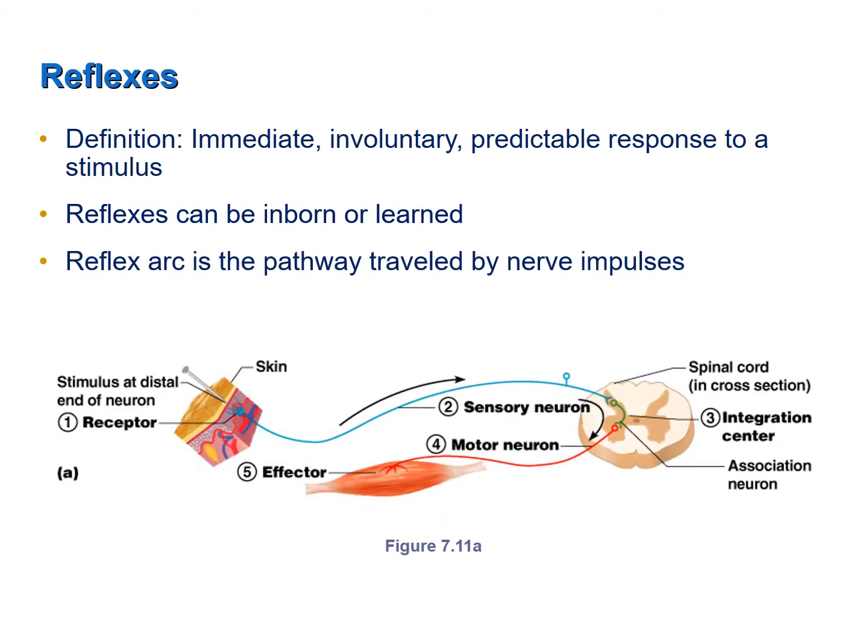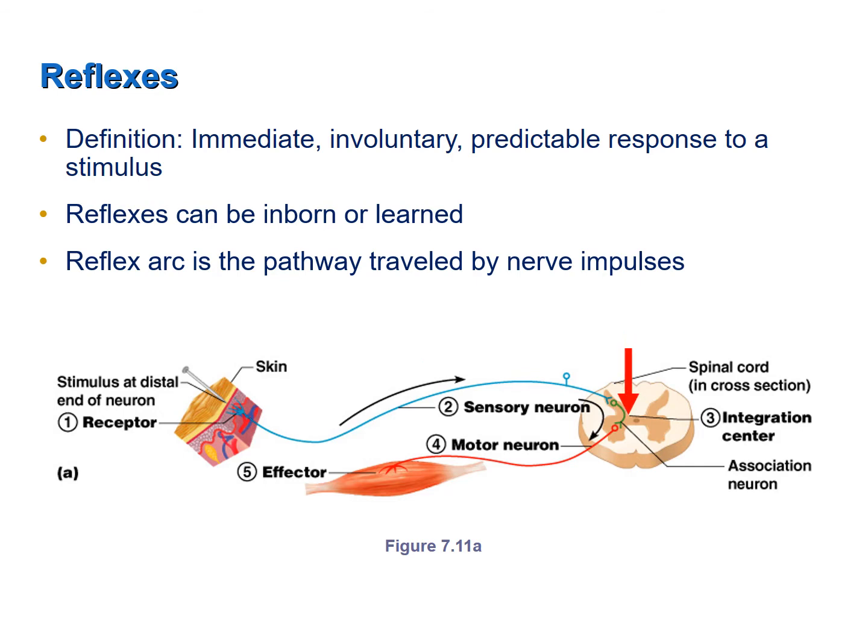A reflex arc is the pathway that's traveled by nerve impulses involved in producing a reflex. A reflex arc always has 5 components. The receptor detects the stimulus. In response to the detection of the stimulus, sensory impulses travel along a sensory neuron toward an integration center.